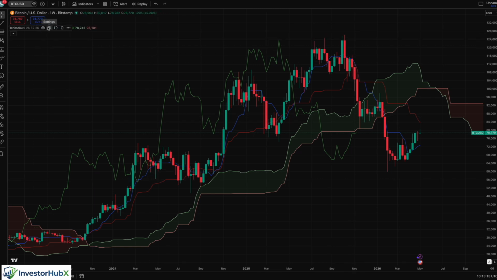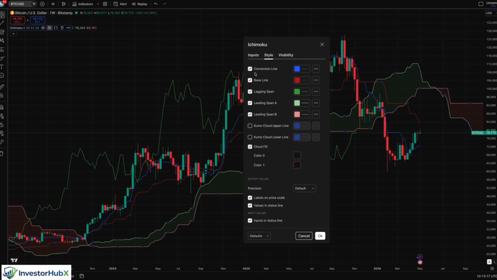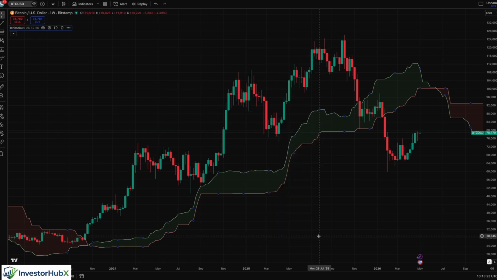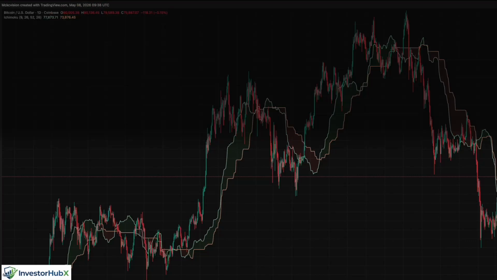To get the clouds, click on the Settings icon. Go to the Style tab, untick everything except Leading Span A and Leading Span B. Now you have a clean chart, just the cloud. This is all you need to start understanding trend and support, just resistance. Most people overcomplicate Ichimoku, but the real power is in the cloud.